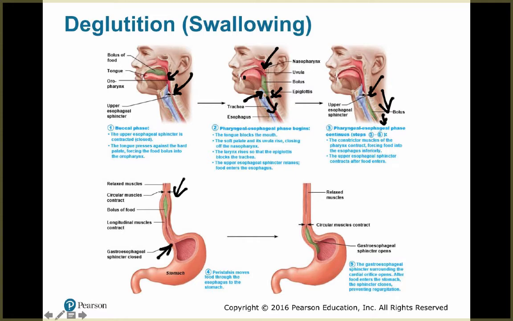And you can see at this point that the esophageal sphincter is closed. That's also known as the cardiac sphincter, right? And basically the circular muscles will contract, pushing the food through that sphincter, and it'll open. And that sphincter closes around the cardiac orifice, right? So that orifice opens, and then after the food enters the stomach, the sphincter will close, preventing regurgitation of all those juices coming into your esophagus.